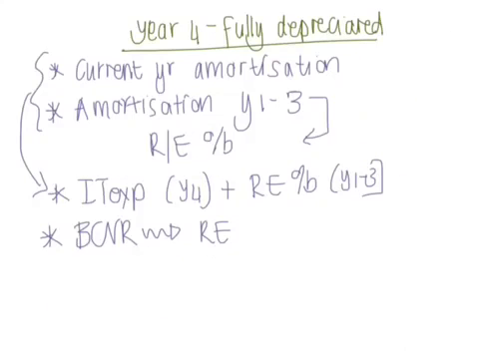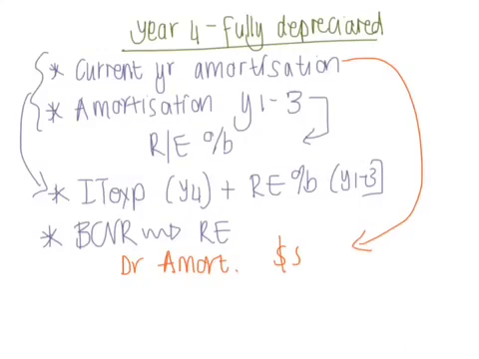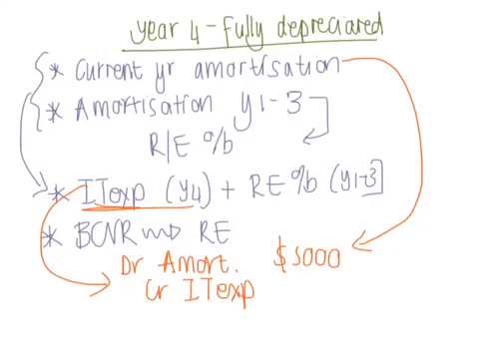So let's see how this will be recorded in our consolidation worksheet. For the current year's amortization, we'll say debit amortization, the $5,000. Then the income tax expense on that, let's deal with that one now, as credit income tax expense. So that is $1,500. That's for the current year, so year 4.